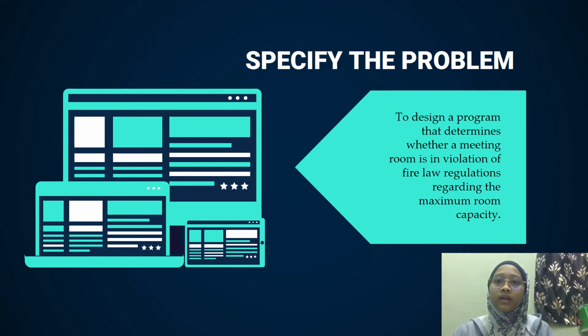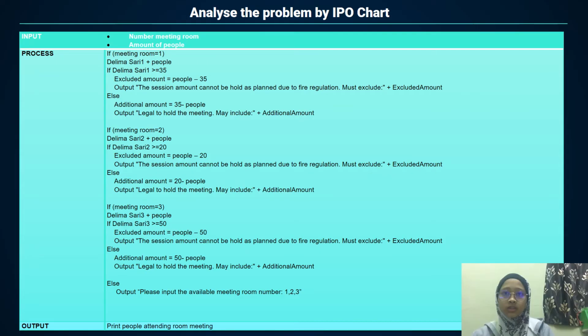To design a program that determines whether a meeting room is in violation of fire law regulation regarding the maximum room capacity. Input: meeting room number, amount of people. Process: if meeting room 1, Delima Sari 1 plus people, if Delima Sari is over 35, excluded amount equals people minus 35. Output: the session cannot be held as planned due to fire regulation, must exclude plus excluded amount. Else additional amount equals 35 minus people. Output: legal to hold the meeting, may include plus additional amount.